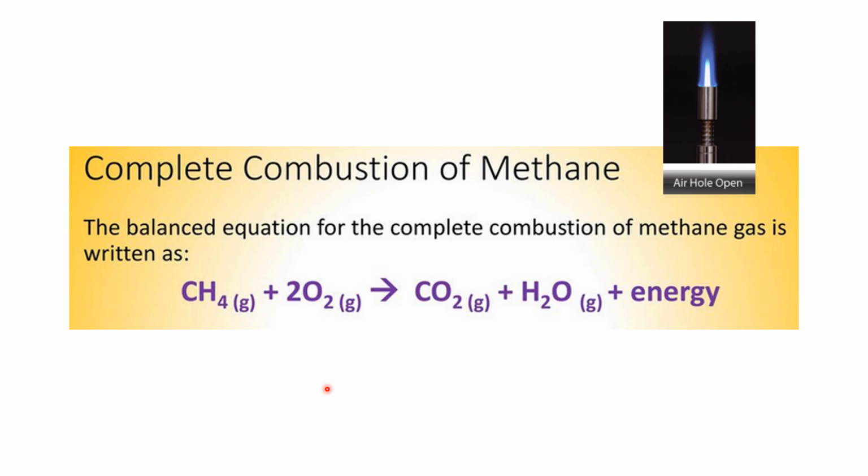What is a complete combustion? Okay, the reaction involves the burning of a fuel. In our case, the fuel that we burned is methane. And the formula of methane is CH4. It reacts with oxygen in air, and the products of the reaction are carbon dioxide, water, and of course, energy. When all of the carbon in your fuel has been converted to carbon dioxide, you call it complete combustion.